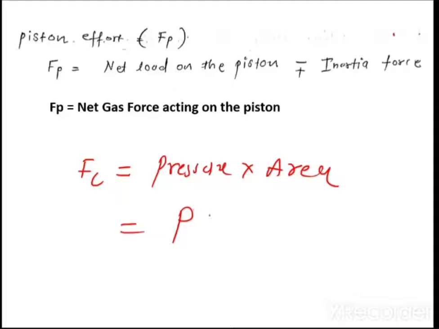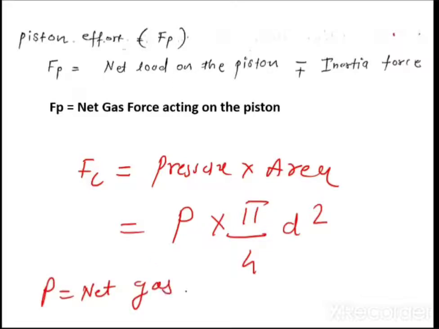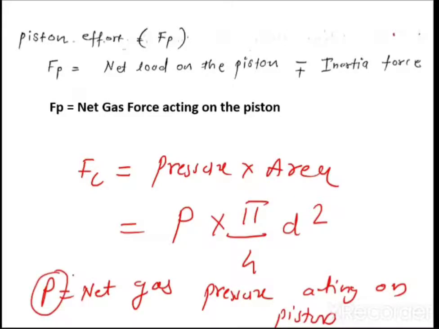So the P is nothing but the pressure. What is this P? Pressure. And what is the area? The cylinder is of a circular cross section, no? So area will be pi by 4 into d square. And this P is nothing but the net gas pressure acting on the piston. Now guys, can you tell me how will you calculate this P? What is this net gas pressure acting on the piston?